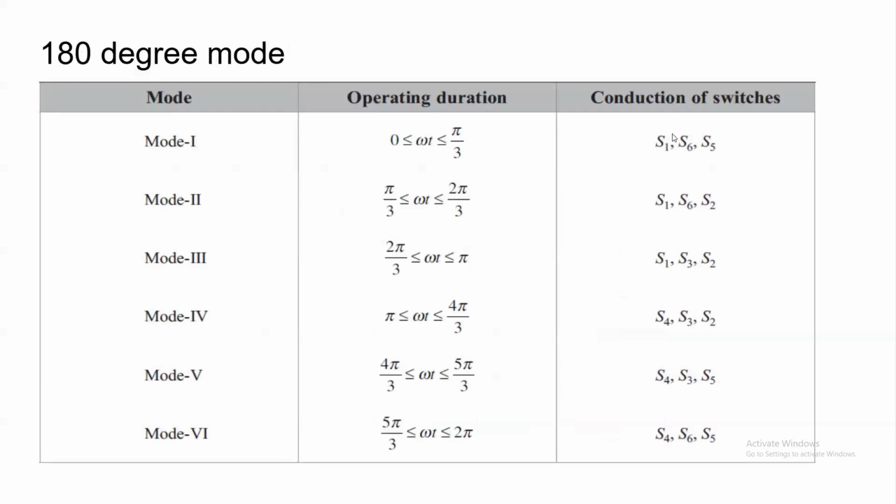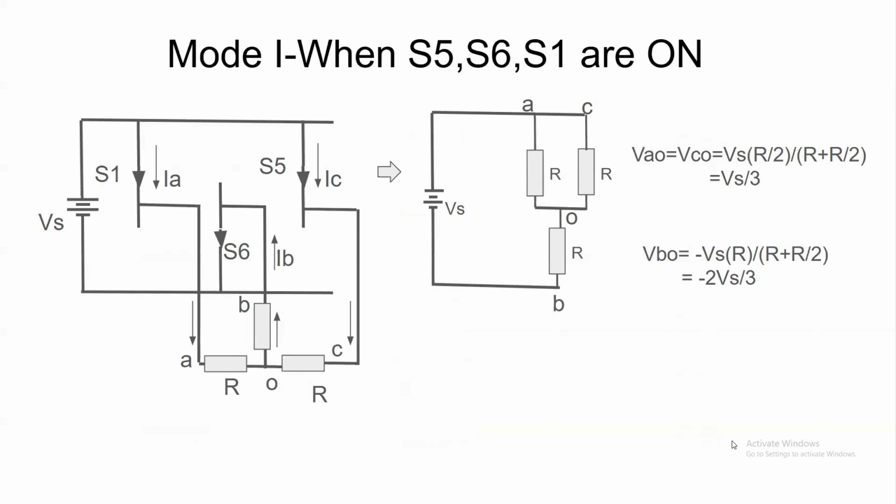In mode 1, S1, S6 and S5 will be in on condition, and this mode will take place from 0 to 60-degree interval. In mode 2, S1, S6, S2 will be in conduction. In mode 3, S1, S3, S2 are in conduction. And in mode 4, S4, S3 and S2 will be in conduction. In mode 5, S4, S3, S5 will be in conduction, and in mode 6, S4, S6, S5 will be in conduction. Now we will see each and every mode.